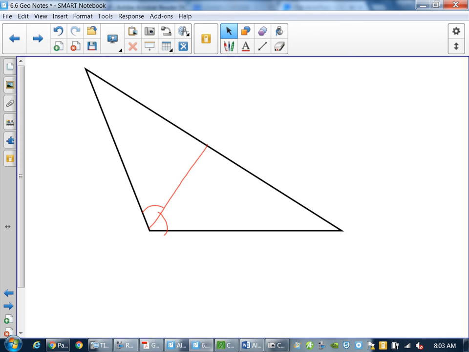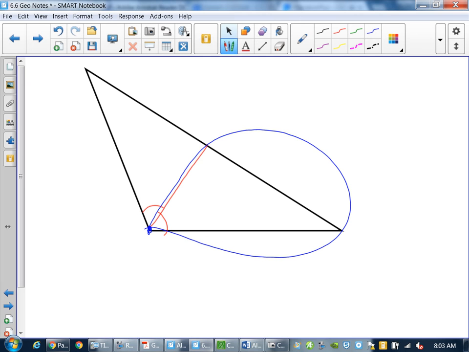If you bisect one of the angles within a triangle, it creates not 2 congruent sides, it's going to create 2 similar triangles. It's going to create proportions that work. Here's what happens, and this is kind of crazy. If you start where the angle bisector is, and you go out and around, and you go out and around, it's apart.